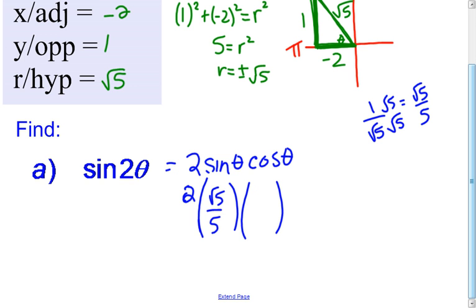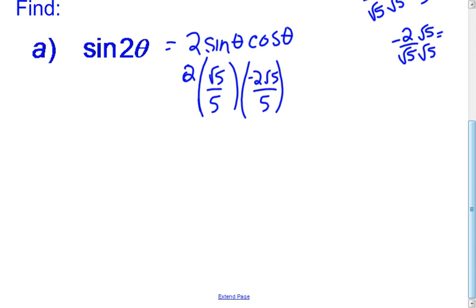All right, and then cosine is adjacent over hypotenuse, so negative 2 over root 5. Again, can't leave a radical in the denominator, so I'll get negative 2 root 5 over 5. Okay, and think of this as 2 over 1. Again, when you're multiplying fractions, you do not need common denominators. You can just multiply across the top.